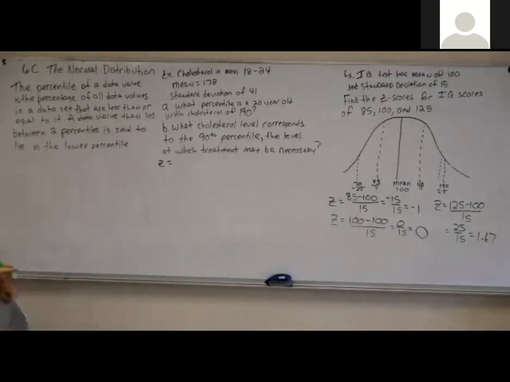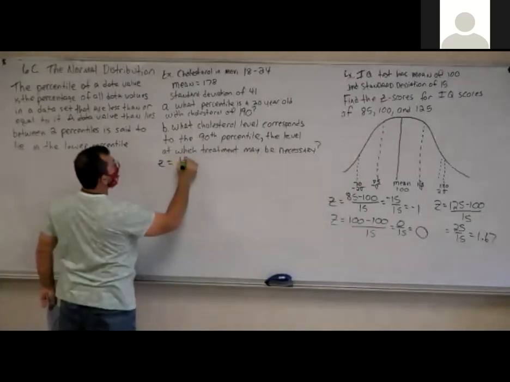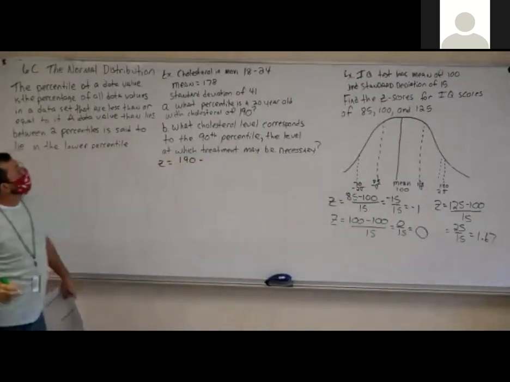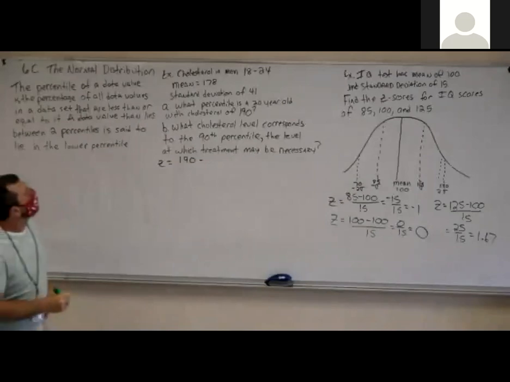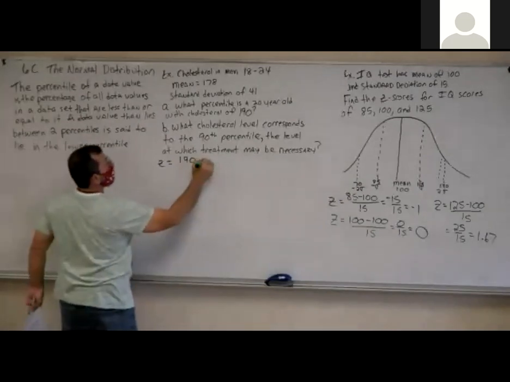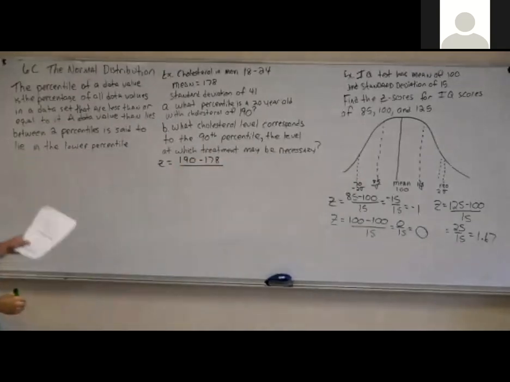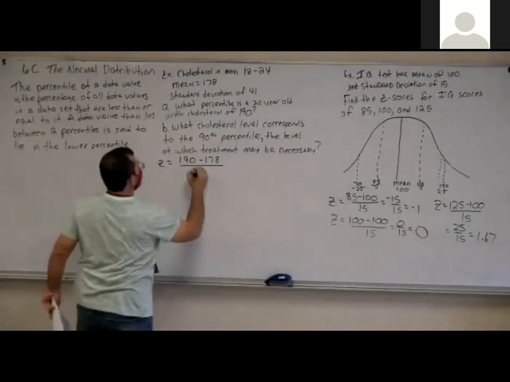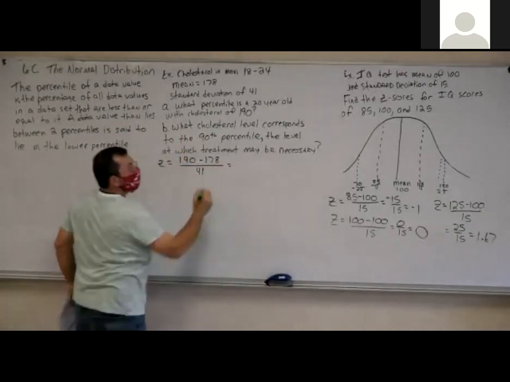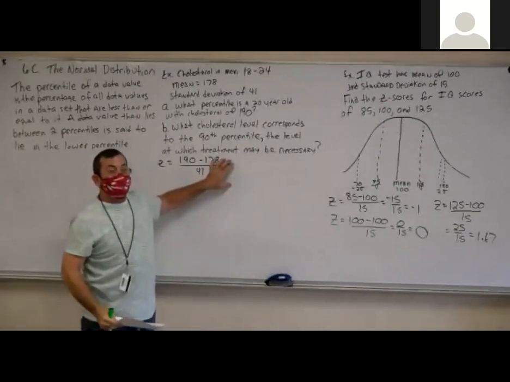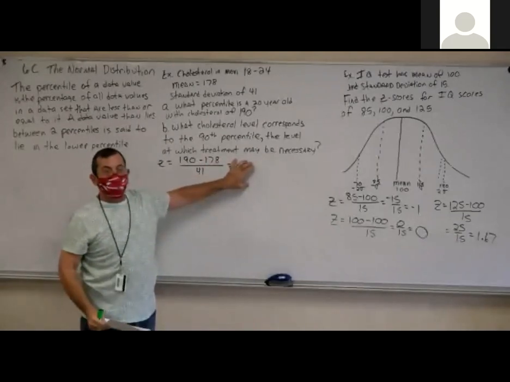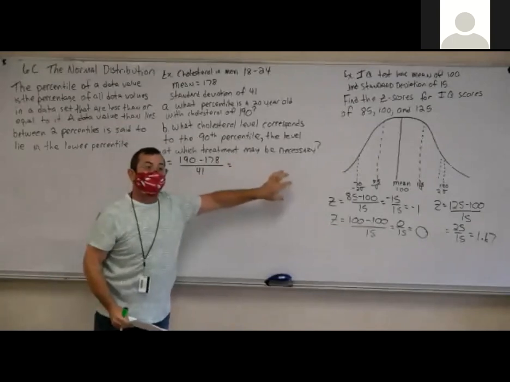My z-score is my data value, which is 190 that they gave me, minus my mean, which we said was 178, and then divided by my standard deviation, 41. Oh, it's right there, 41. So we're going to figure this out. It's going to give me a number, and then we're going to look on our chart to get that percentile, okay?